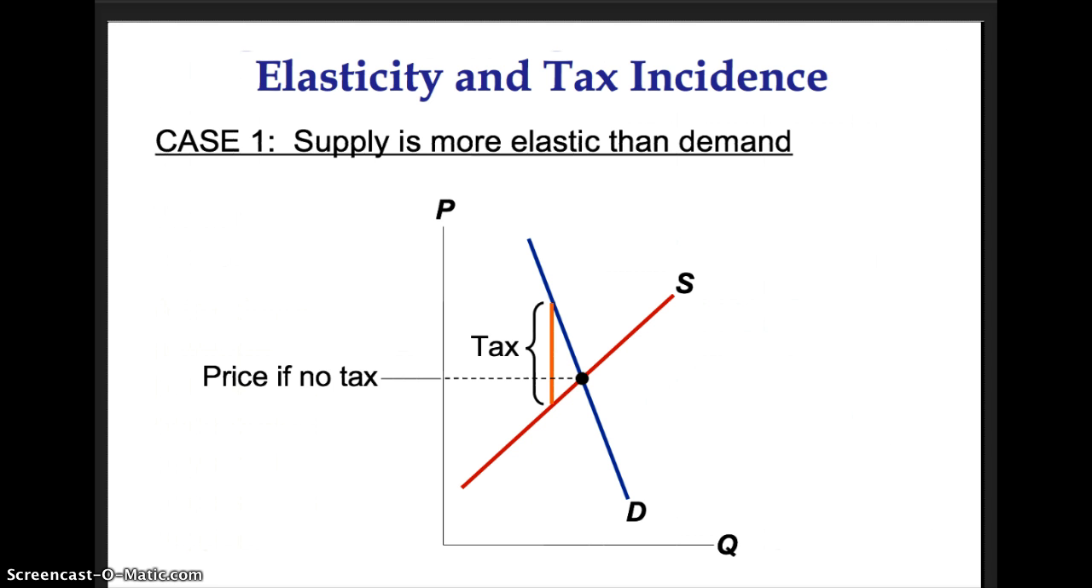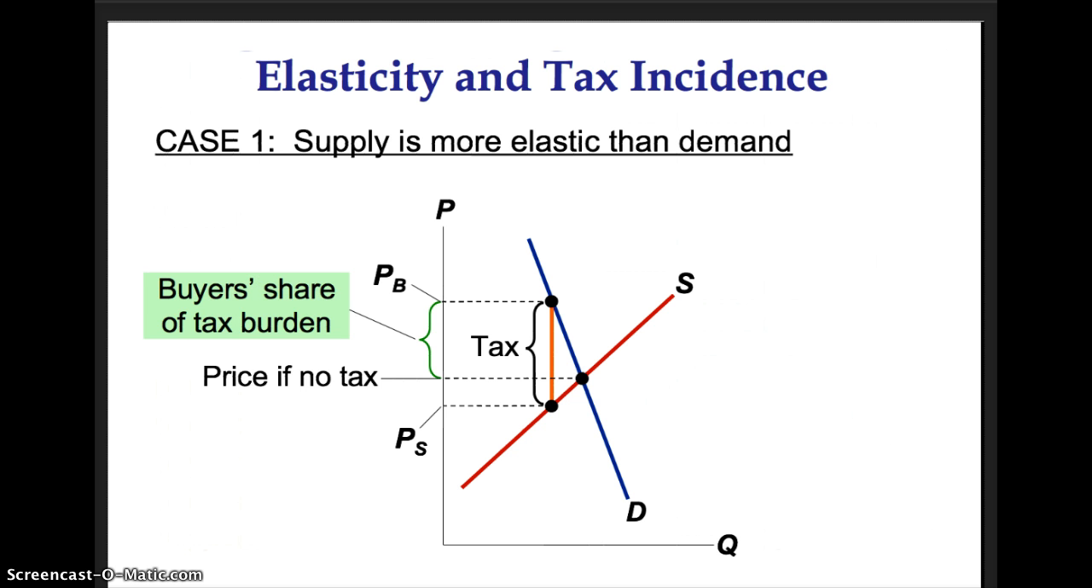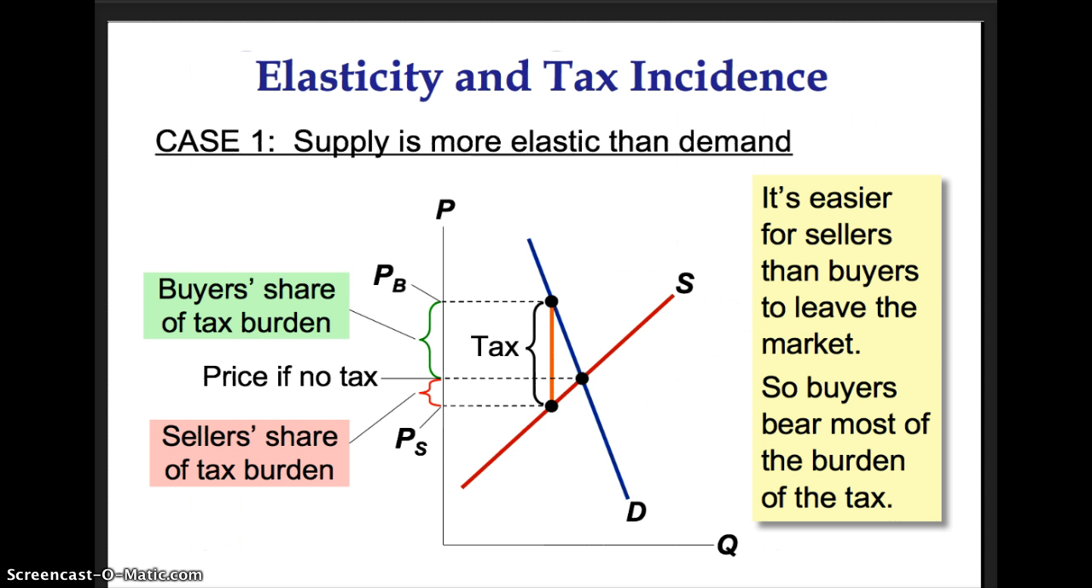A tax creates a wedge between the price buyers pay and the price sellers receive. If supply is more elastic, buyers' share of the tax burden is greater than the seller's share of the tax burden. This occurs because it's easier for sellers than buyers to leave the market.